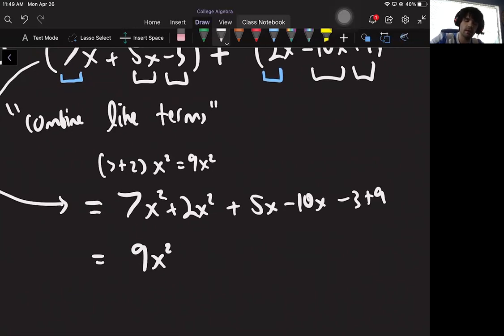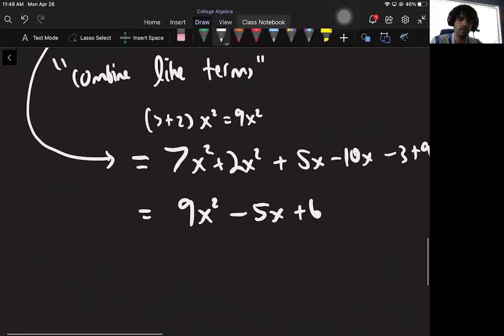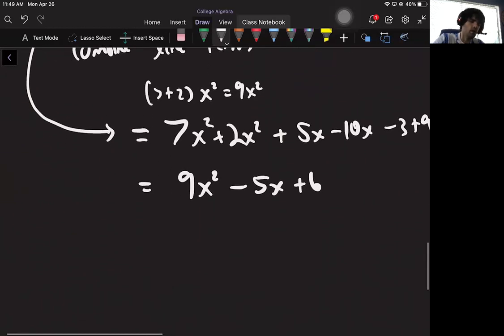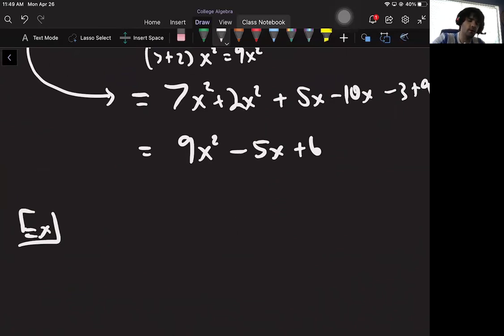Okay, then 5x minus 10x, because 5 minus 10 is negative 5. This is negative 5x. And negative 3 plus 9 is positive 6. So adding polynomials is just adding up the same terms. So they don't have to be the exact same degree or have a bunch of matching terms to be able to add. So let's see something a little bit stranger maybe.